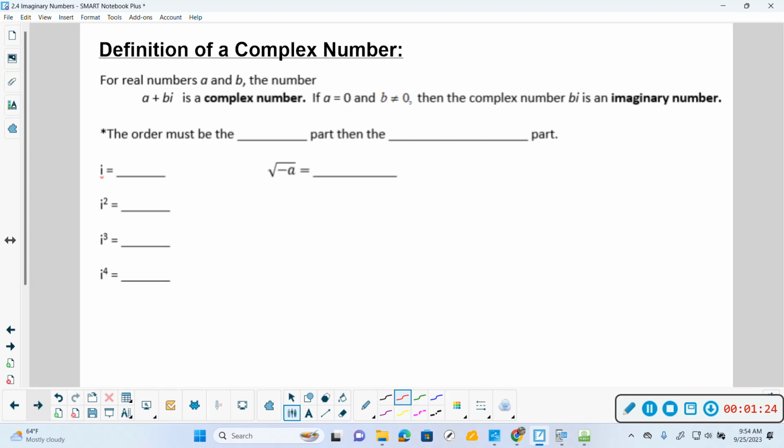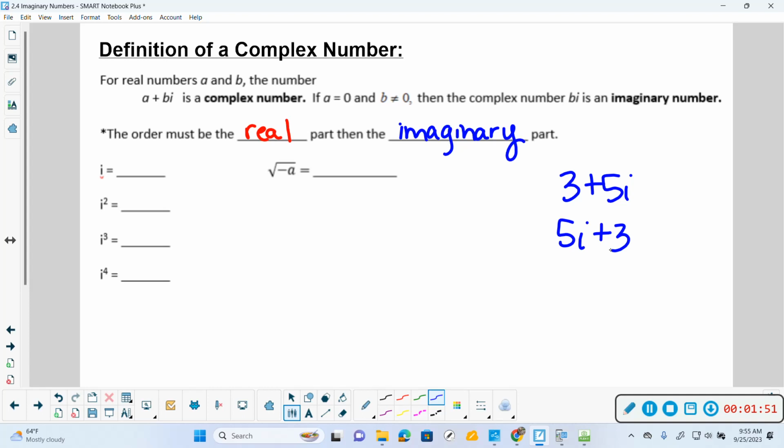Okay, all right, so the definition of a complex number. For all real numbers a and b, a plus bi is the complex number. Now the order does matter, okay? The order must be the real part and then the imaginary part. So if this is your complex number, you have to write it in that order. If you give it to me like this, the imaginary part first and then the real, no dice, my friends.